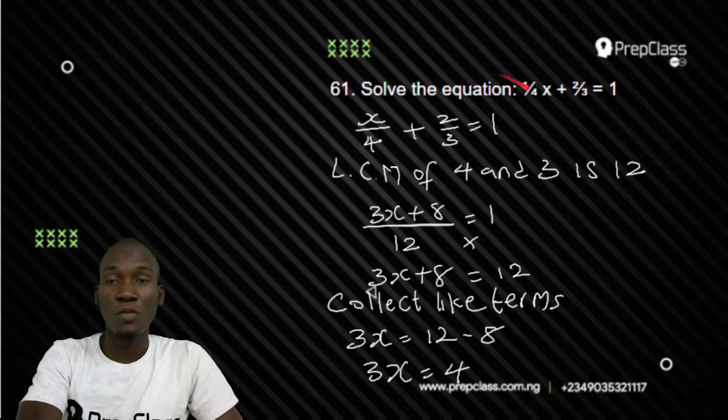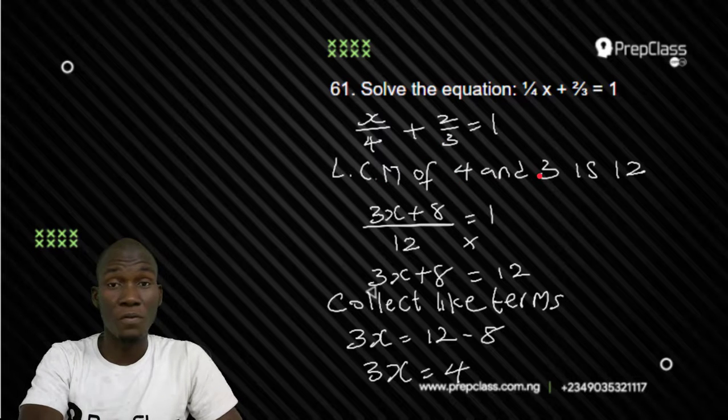Solve the equation 1 over 4x plus 2 over 3 equals 1. So 1 over 4x is the same thing as saying x over 4 plus 2 over 3 equals 1. Now we have two fractions here, we have to add them together. To add them, we are going to find the LCM of the denominators. The denominator here is 4 and the denominator here is 3. So the LCM of 4 and 3 is 12.